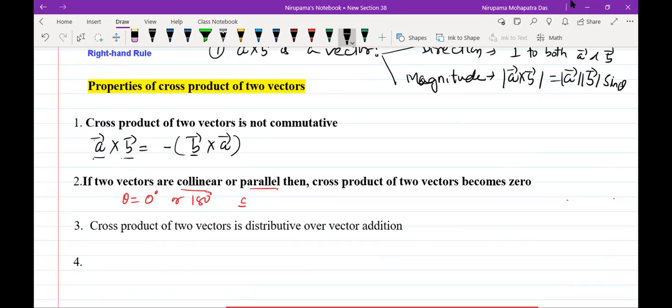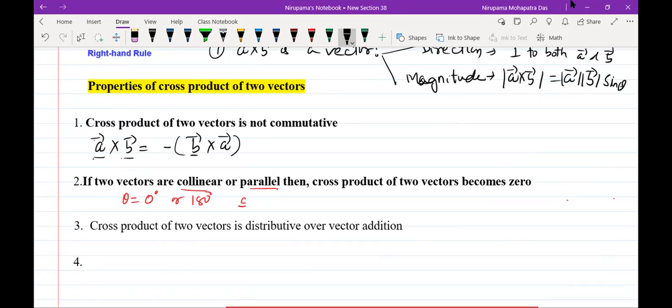Okay, so it means it is not commutative. Now, second property: if two vectors are collinear or parallel, in that case the cross product of the two vectors becomes 0.